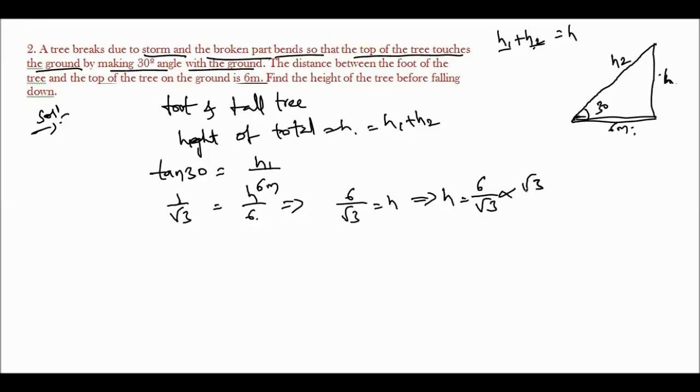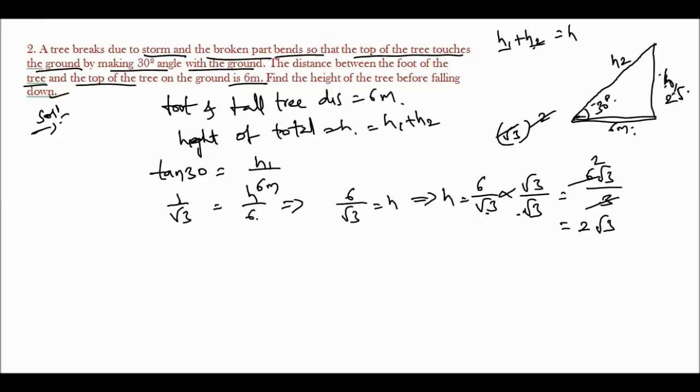Multiplying by root 3 over root 3, we get 6 root 3 divided by 3, because root 3 whole square becomes 3. The root cancels and 3 remains. 3 twos are 6, so it is 2 root 3. So 2 root 3 is the height h1.